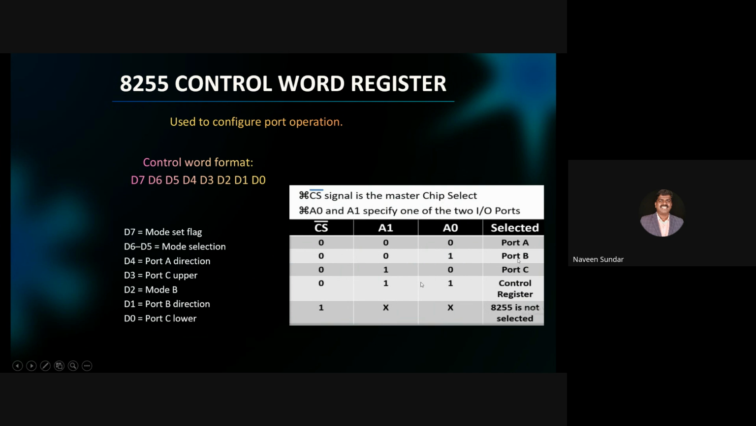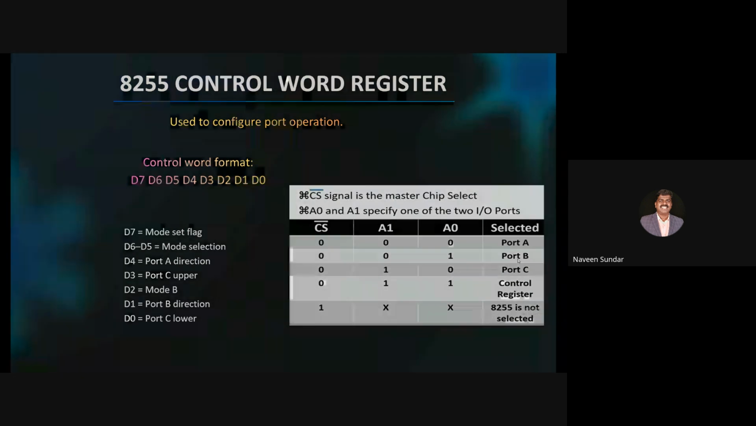A1, A0 as 1, 0 means port C is selected. Both being 1 means the control register is selected. If the chip select is 1, it is deactivated, so it is not selected. So we can say 8255 is not selected. This is how the address lines work based on the different ports.